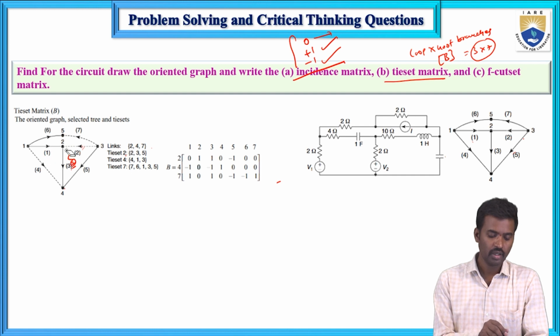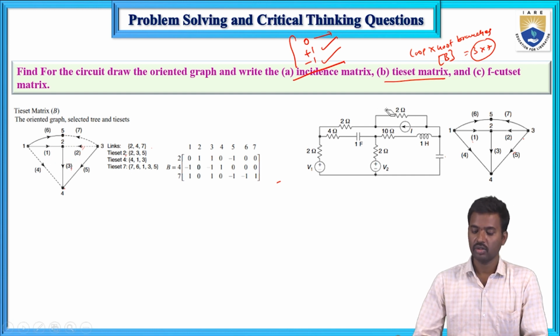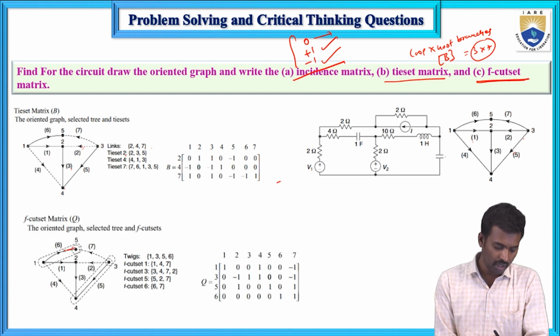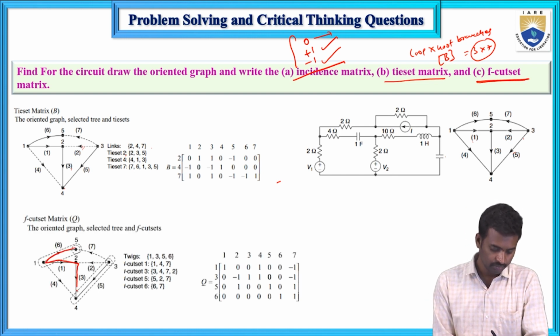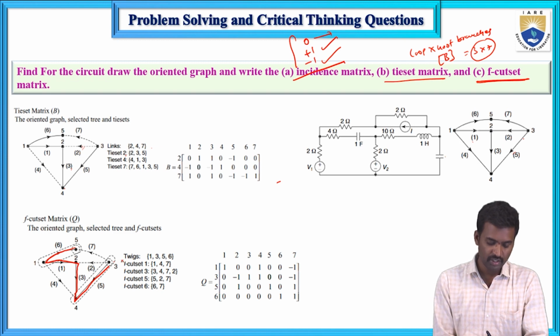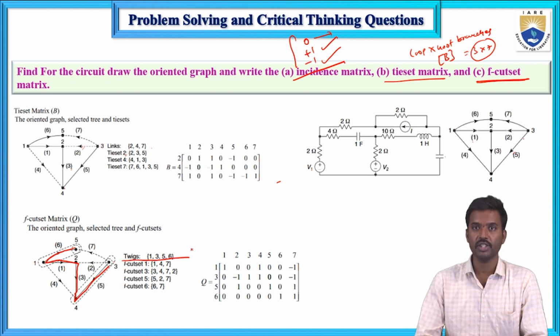So now here, the cut set matrix. For the F cut set matrix, first select one tree. The same tree I am selecting here. Here, the number of F cut sets. In the previous case, in the loop matrix, we considered only links, but here we will consider twigs. Twigs means tree branches are known as twigs.